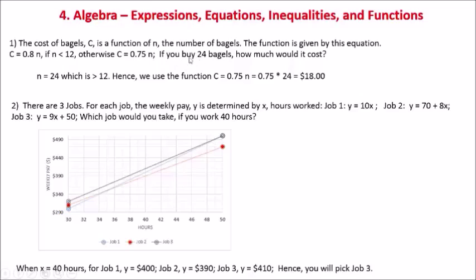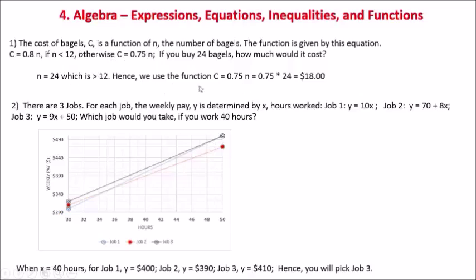So if you buy 12 bagels, how much would it cost is the question. Okay? So the first thing you need to look at, the number of bagels, n equal to 24. So you are buying 24 bagels for a party. Okay? So n equals 24. Now this n is more than 12, right?